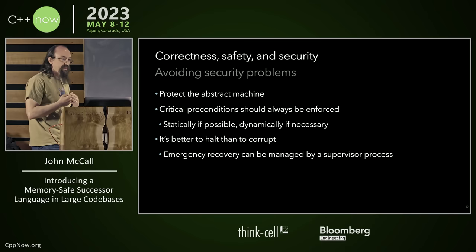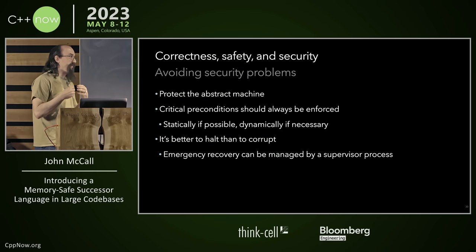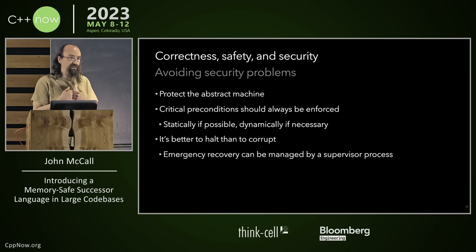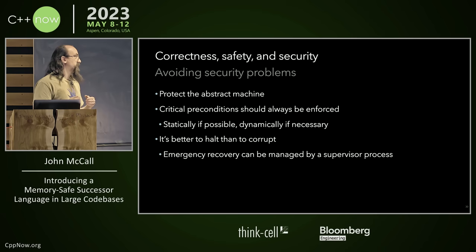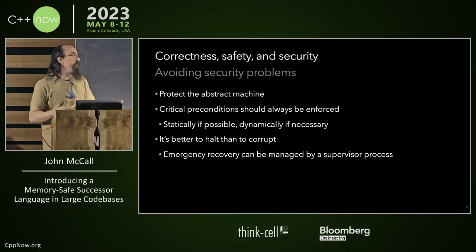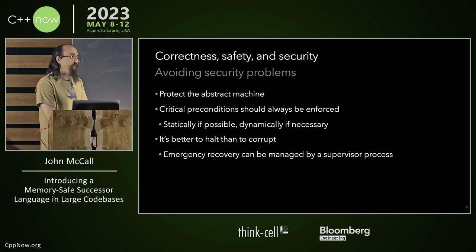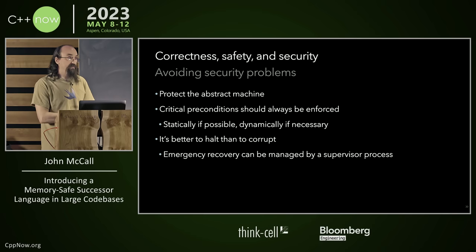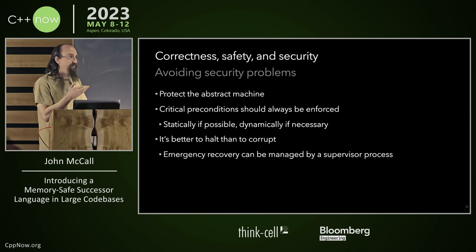Final bit of philosophy here is that we believe it's always better to halt than to corrupt the virtual machine. This is really about recovery. We don't really believe that recovery from this kind of basic correctness fault is something worth pursuing within a process. It's often very important for high availability, but because you have the possibility of corruption, or of crashing the process anyway, you need to have something supervising your code. And if you're going to have something supervising your code, you might as well halt reliably and rely on your supervisor to do it properly.